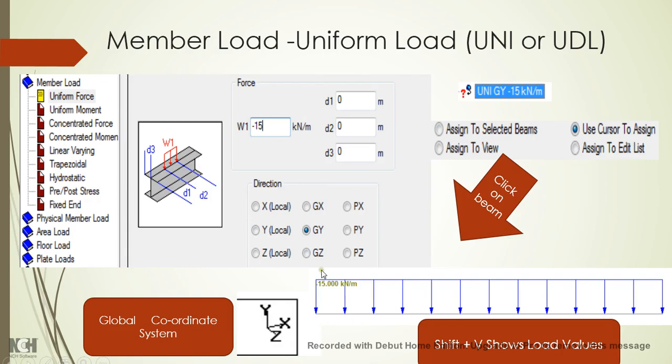So what you have to do is use an option W is equal to -30, choose the direction GY, and this will show the command UNI GY -30 like this. Then you can use the option assign to view. Assign to view means it is assigned to that particular beam. Okay, so I will show how this is done.